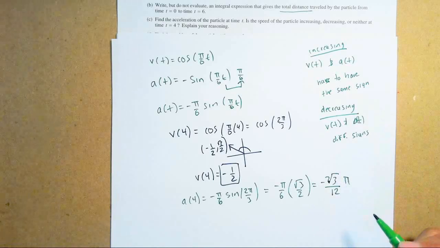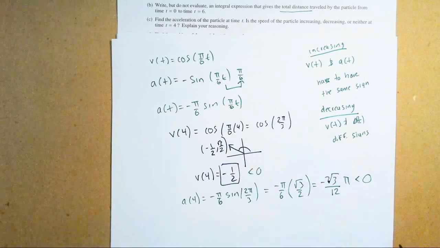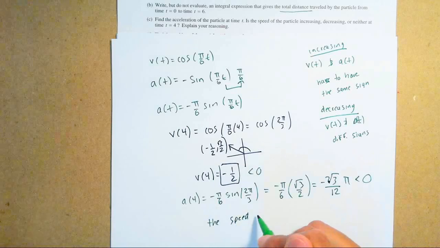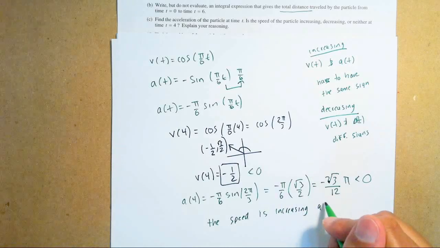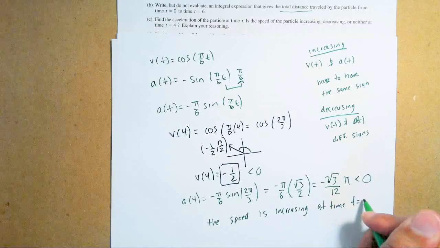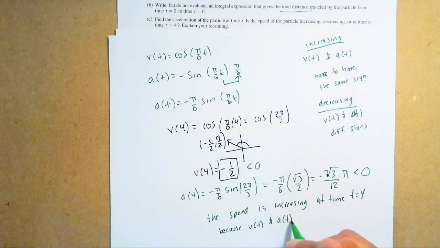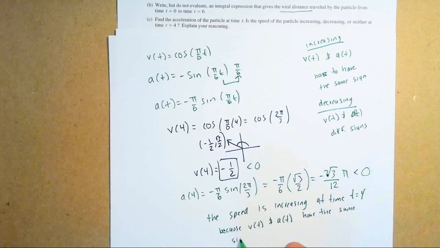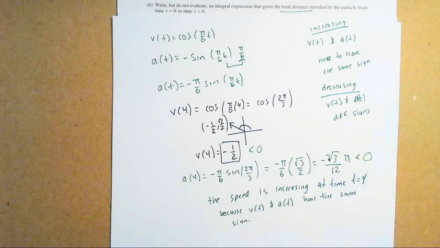But the thing that matters is this right here is negative as well. So both of these are less than 0, have the same sign. So therefore, the speed is increasing at time t equals 4 because velocity and acceleration have the same sign. And in the case that you would happen to get, let's say, a positive and a negative, that's when you get when it's decreasing.